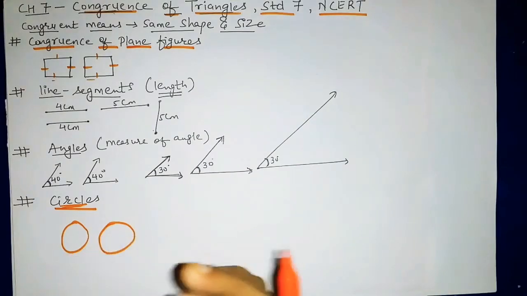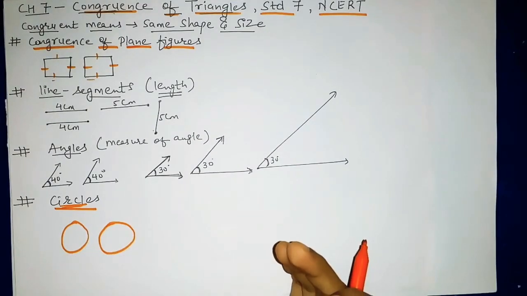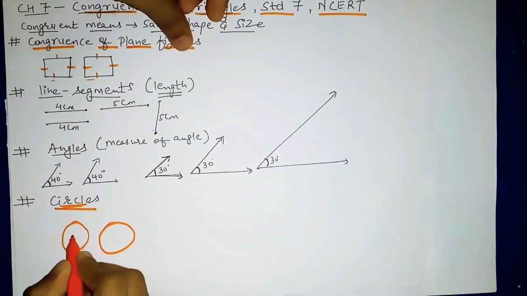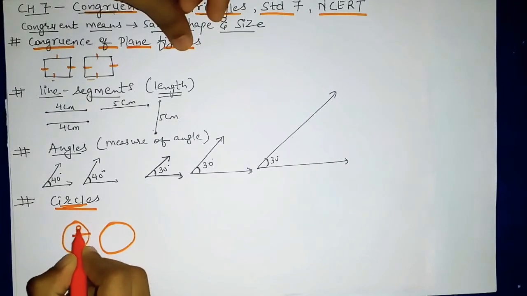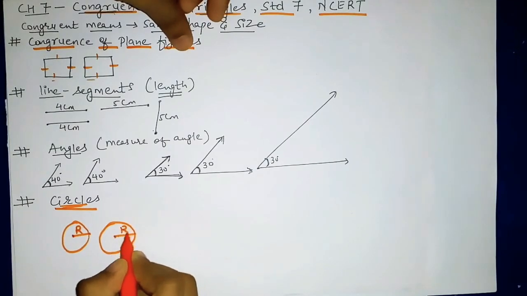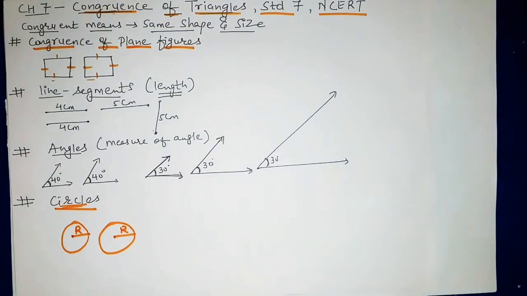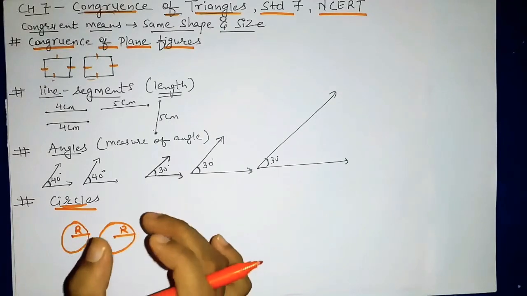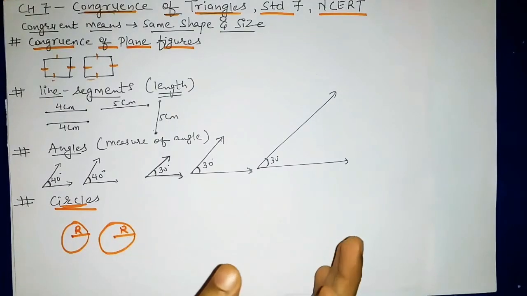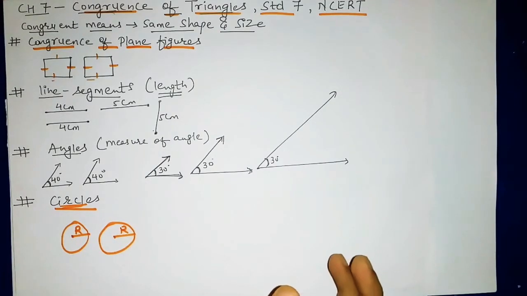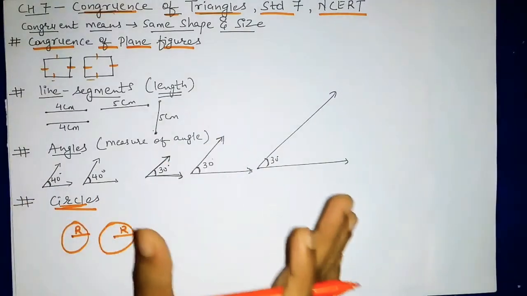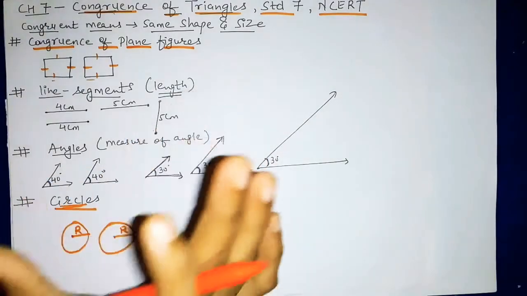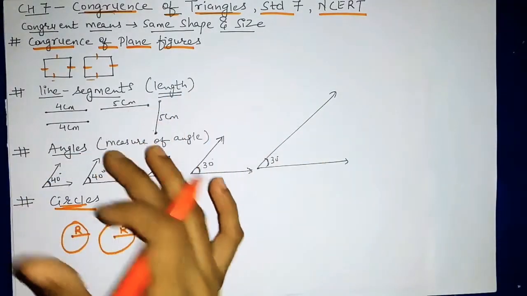Similarly in circle, what is important, what we should know? Okay, so we should know the radius. So radius of the circle we should know. If the radius are equal, then these two circles are said to be congruent. So circles में हम क्या देखेंगे, radius. अगर radius same है दोनों circle का, it means that the two circles are congruent. So this was about congruency of plane figures, about line segment, angles and circles.